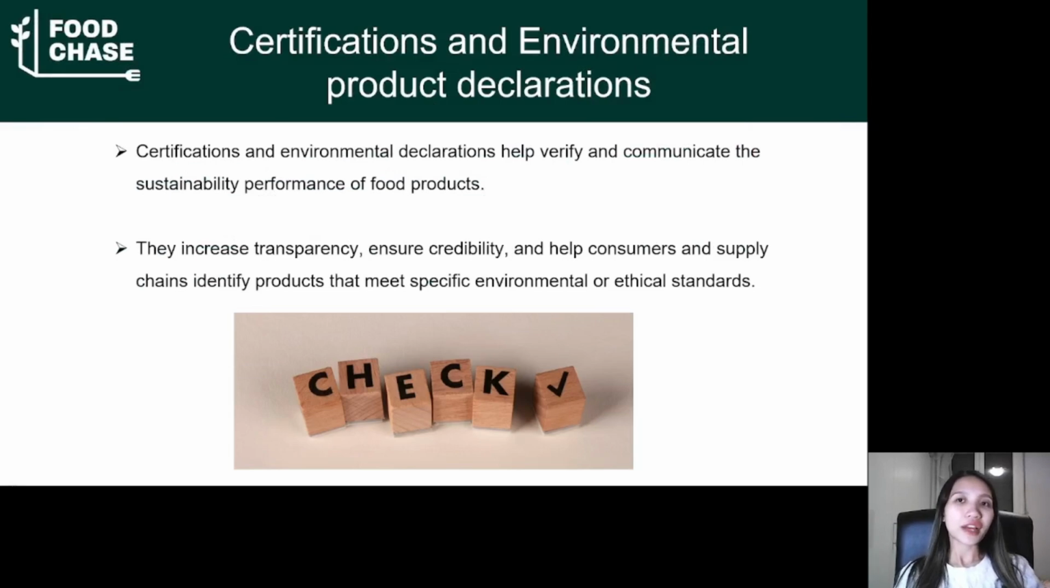There are certification and environmental product declaration that help verify and communicate the sustainability performance of food products. These documents can increase transparency, ensure credibility, and help consumers and supply chain identify products that meet specific environmental or ethical standards.